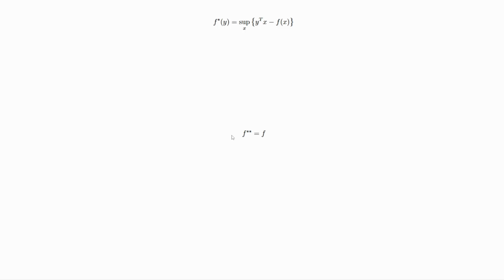Geometrically, this kind of makes sense. The conjugate was a re-encoding of f through its tangent lines. Taking the conjugate again should decode it back. So the transformation is an involution on the space of closed convex functions. This is why sometimes people say conjugation is a duality. You get a perfect two-way street between f and f star. The log-sum-exp and negative entropy example we just saw is an instance of that.